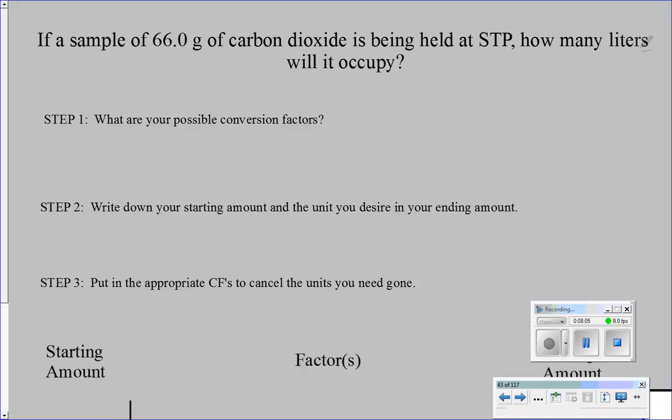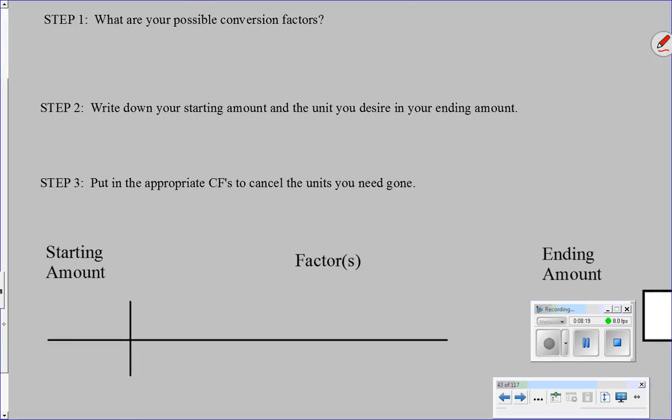So in our next problem, we have a sample of 66 grams of carbon dioxide, and we want to know how many liters that is going to occupy when it's held at STP. So now we have to start with our 66 grams over here. And remember, we actually want to end up in liters. So we're not going to use our liter conversion quite yet, because first we want to go to moles.